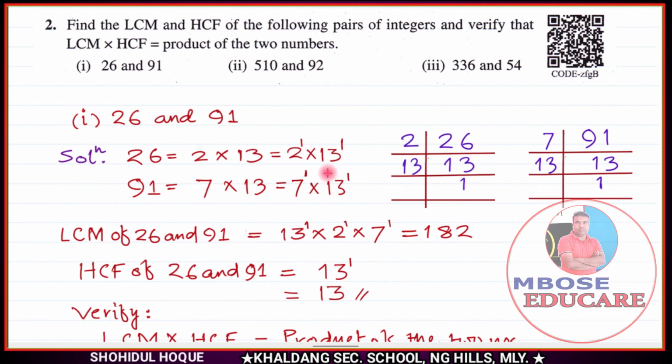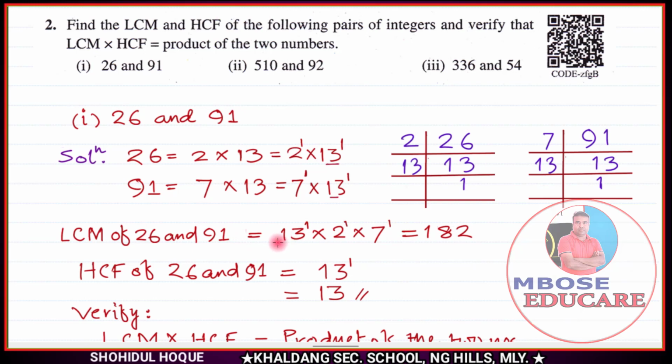Next, after writing the common factor, we have to write the factors which are not common, single numbers. So after writing 13, which is common in both, second, which are not common: this 2 is not common, it is present only in 26, so we shall write this 2. And for another number, we have to check all the factors. In the second number 91, 7 is there, so we shall write 7 here. Now we have to multiply everything. 13 times 2 is 26, and 26 times 7 is 182. So we have got the LCM here.